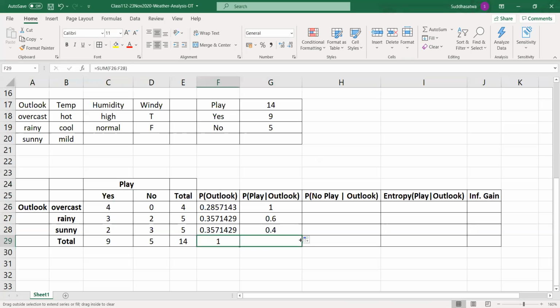If I just extend this formula from here to here, you see the total is 2. So this is completely fine. Regular probabilities will add up to 1. Conditional may not really add up to 1, which is okay.